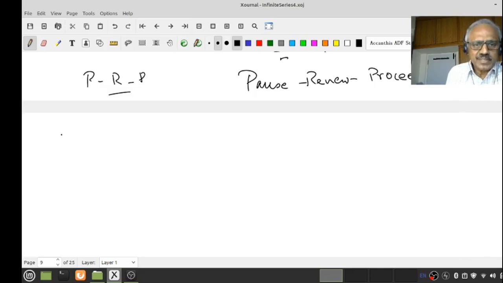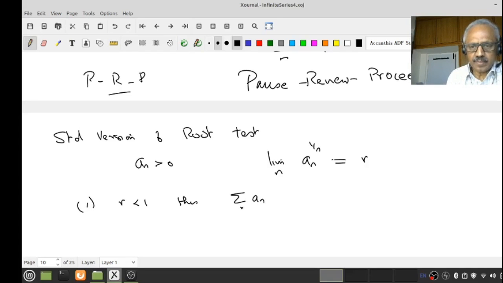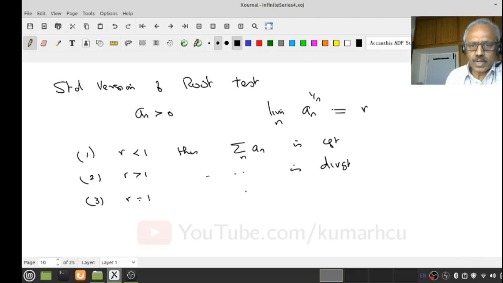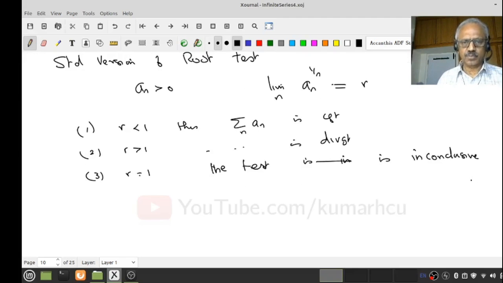Now what is the standard version of the root test? It says: let us assume a_n's are positive, and let us assume limit a_n to the power 1/n equals r. Then, 1, if r is less than 1, the series a_n is convergent. 2, if r is greater than 1, it is divergent. And 3, if r equals 1, the test is inconclusive. You cannot conclude anything definitely. This is the version most of you must have seen.